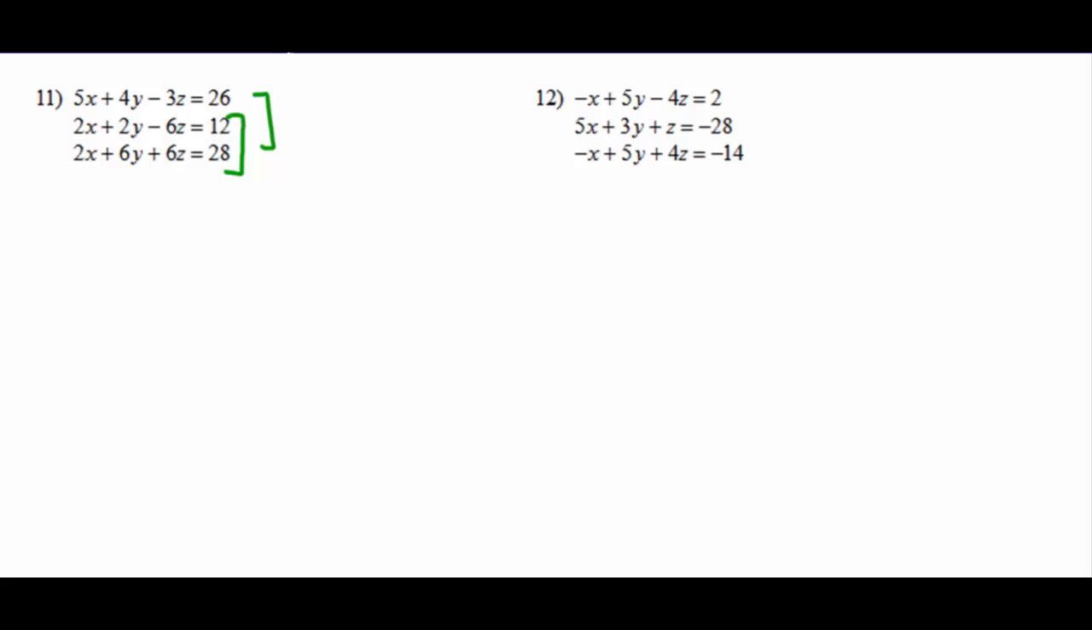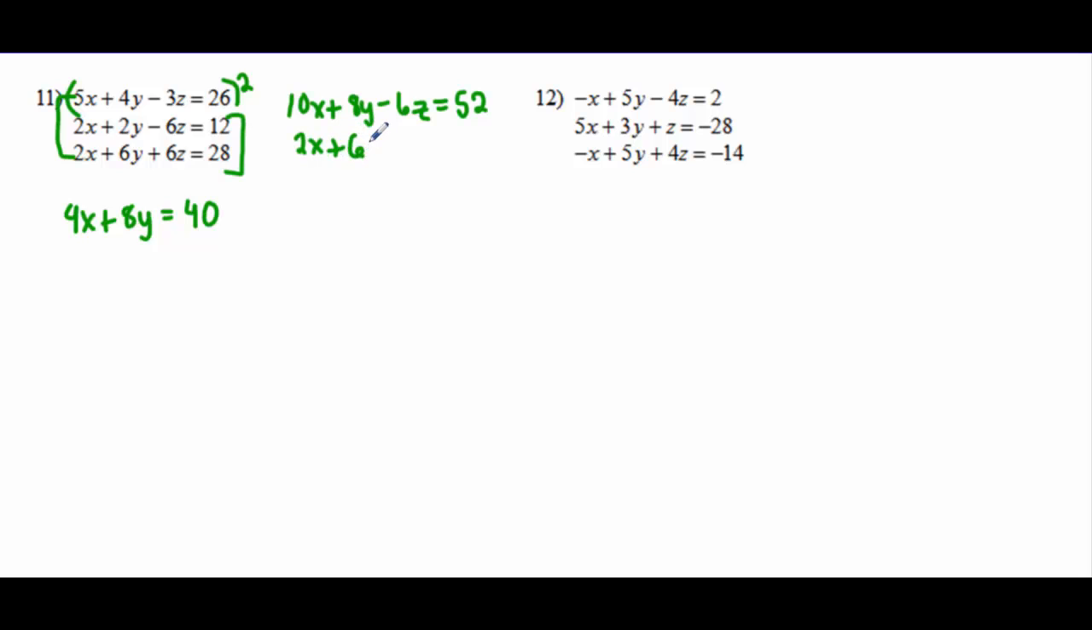So before I get to the second part of that, I'm just going to add the bottom two equations together and get 4x plus 8y. The z's cancel, and then I get 40. I'm going to shelf that for a second and come back up here. I try not to multiply by negatives unless I just really have to. So I'm going to do the first and third and multiply by 2. So that's 10x plus 8y minus 6z equals 52. And then 2x, because I'm using the bottom, plus 6y plus 6z equals 28.